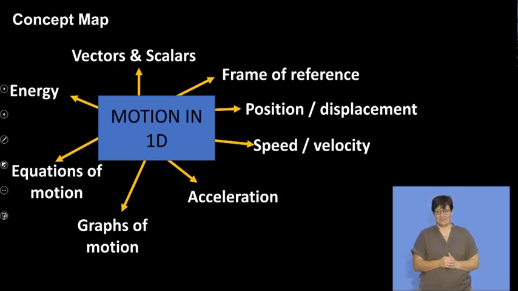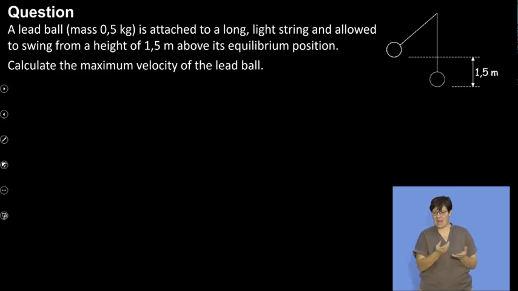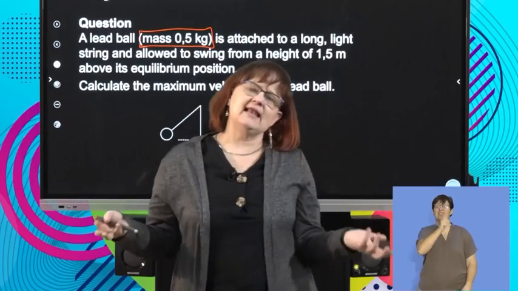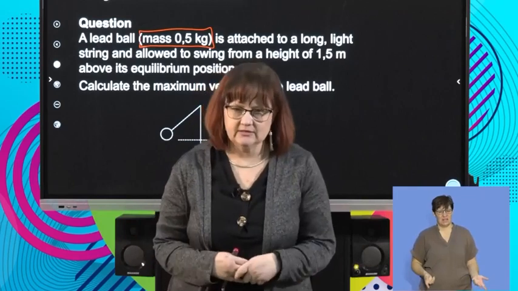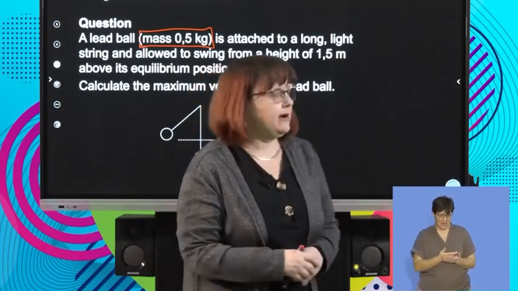Right. So here's our question. A lead ball of mass 0.5 kilograms is attached to a long light string. Why do they tell us that it's a light string? Because they're telling us we can ignore the mass. It's not going to make any difference to our calculations, all right?